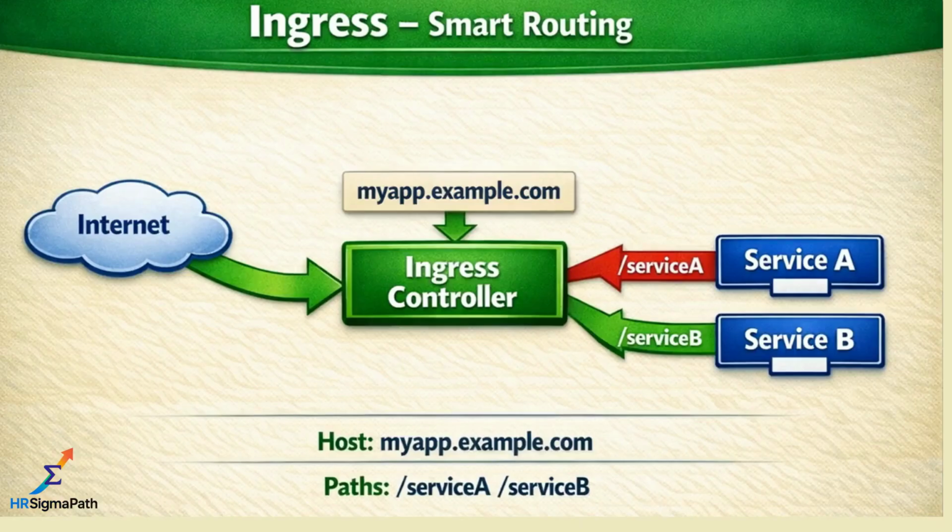So here's the diagram. Internet traffic flows into an ingress controller. Above it, you see a domain name like myapp.example.com. The controller uses rules to route requests: slash service A goes to service A, and slash service B goes to service B. So this makes it easy to expose multiple services under one clean domain instead of juggling ports.